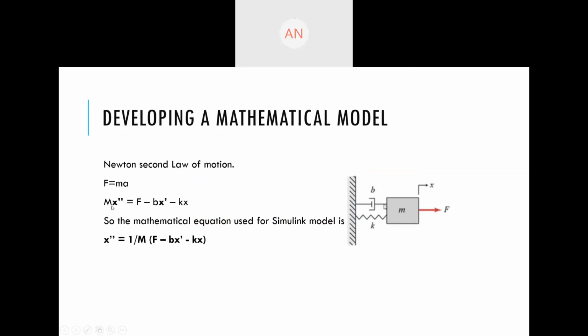So we have this equation: m x dash dash, where x dash dash is the double differentiation of x, equals f minus b into the single differentiation of x minus kx. We'll rearrange this equation for using it in the Simulink model, which is x dash dash equals 1 upon m, whole bracket, f minus bx dash minus kx. As I've told earlier also, always bring the highest order of derivative to the left side.